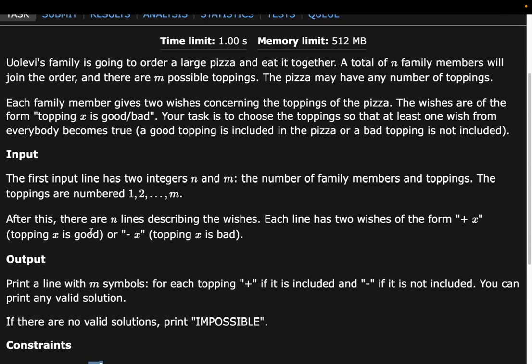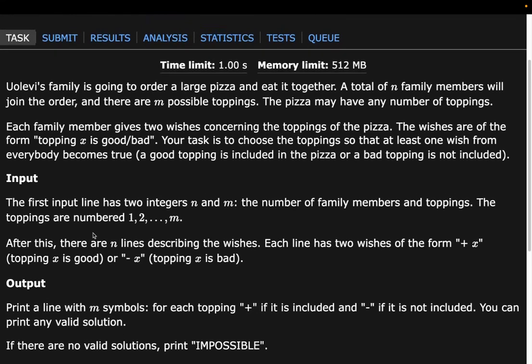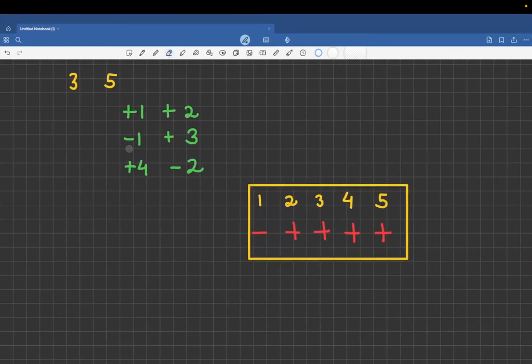So let's first of all try to understand what the problem is, and then we will see how we can actually solve this. Just copying this input example over here, we have 3 family members and 5 pizza toppings, and these are the wishes of each of the family members. We have taken a valid arrangement of toppings where we are not including topping 1 and we are including every other topping. Let's see whether it satisfies the condition that at least one wish of every family member is fulfilled. So we are not including topping 1.